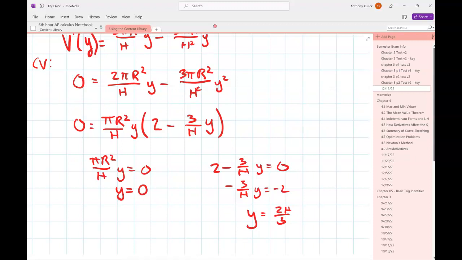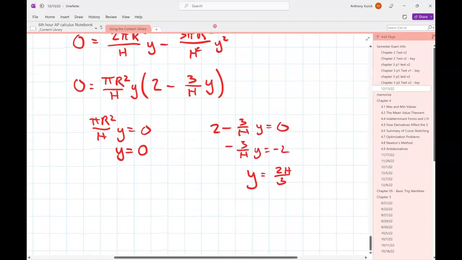So 2/3 h. That's some better algebra than that. What was it, 31 that we were trying to do with that horrific square root one in there? Yikes, or Rooney.